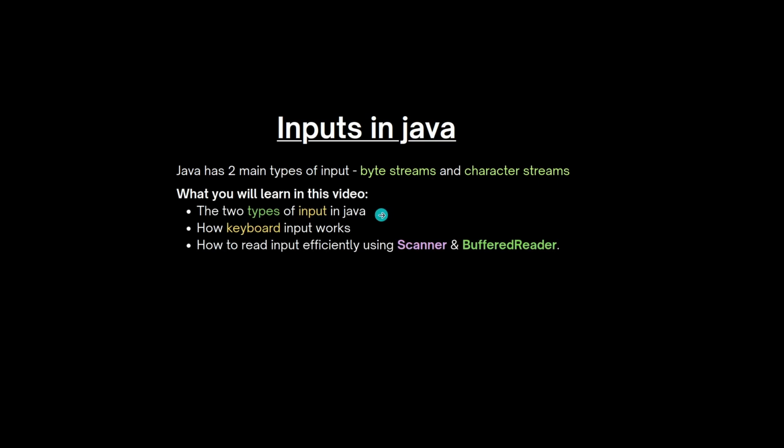In this video, we are going to see inputs in Java. Let's get started. Java has two main types of input. The first one is the byte stream and the second one is the character stream. In this video, we will see the two types of input. We will also see how the keyboard input works and also how to read input efficiently using the Scanner and BufferedReader classes.